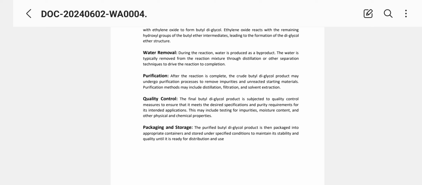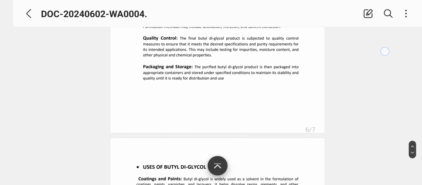Quality control. The final butyl diglycol product is subjected to quality control measures to ensure that it meets the desired specifications and purity requirements for its intended application. This may include testing for impurities, moisture content, and other physical and chemical properties. Packaging and storage. The purified butyl diglycol product is then packed into appropriate containers and stored under specified conditions to maintain stability and quality until it is ready for distribution and use.